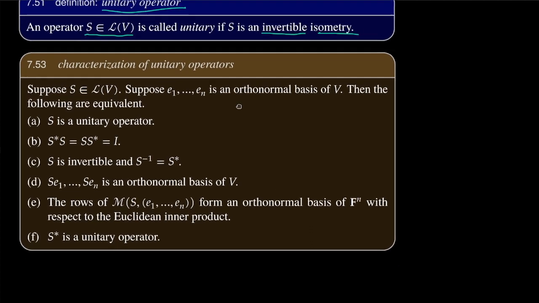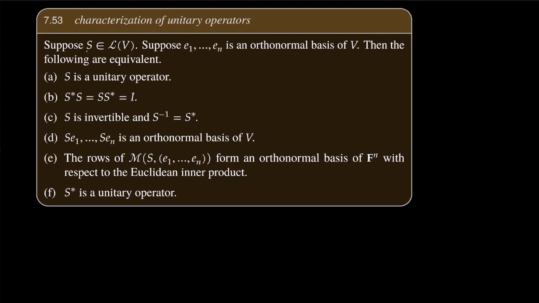Let's prove a bunch of facts about unitary operators. If S is an operator, a linear map from V to V, and e1 through en is an orthonormal basis of V, the following statements are equivalent. First off, S is a unitary operator. S star S equals S S star equals the identity. S is invertible, and S inverse is S star.